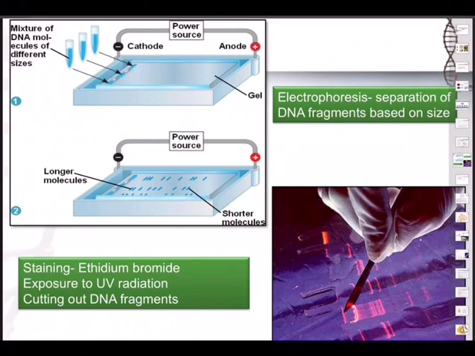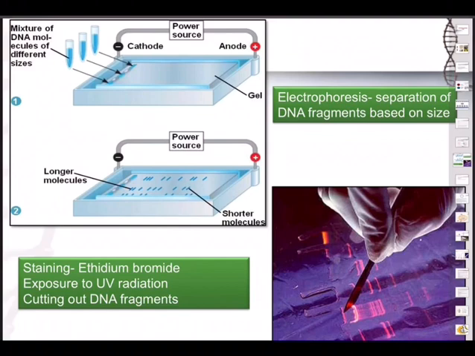And of course we said once the DNA fragments are separated based on size through electrophoresis, we need to do staining. Staining means coloring, and that staining is ethidium bromide.